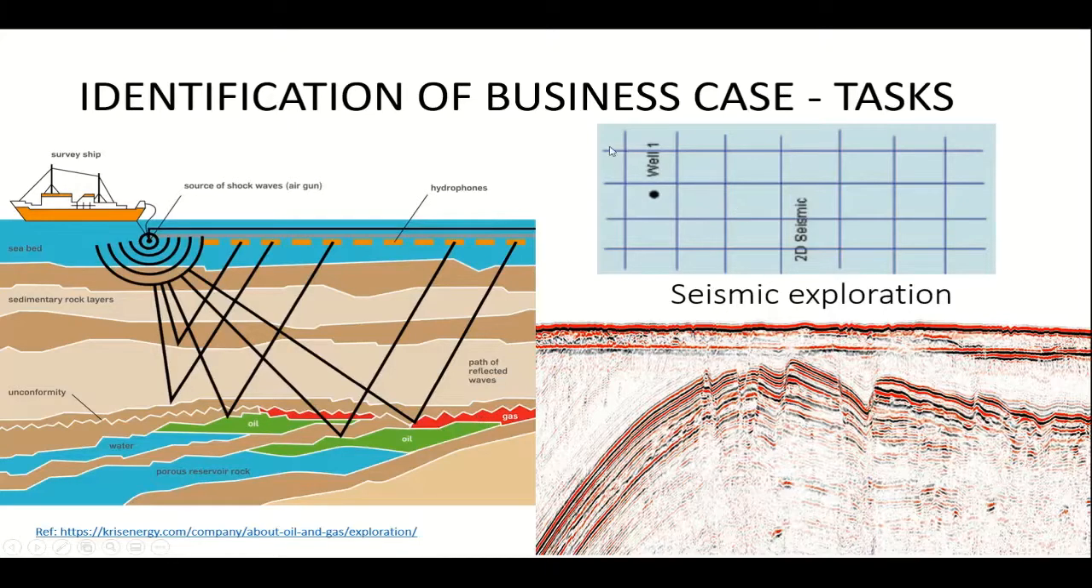These usually are made in rectangular grids, and this is an example of one of these lines, one of these cuts. You get some image of the subsurface and you get some structures. You can get a picture of what could be lying underground.